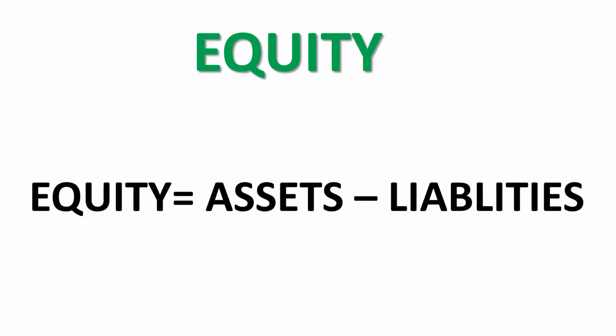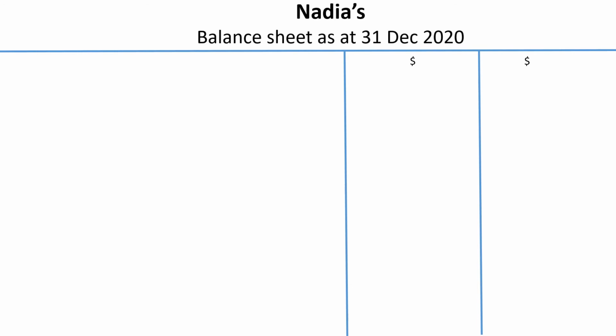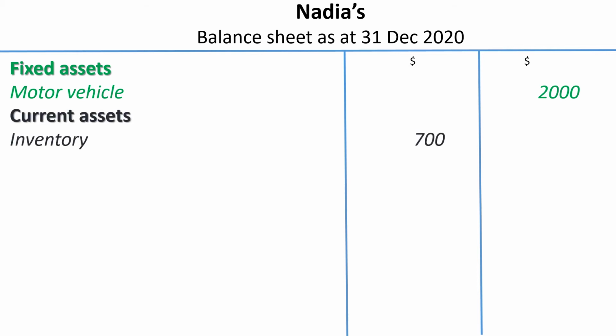Here is the layout of a balance sheet. There is the name and date on which the balance sheet was made. In this exhibit, I'll be using Nadia's balance sheet as an example. The first entry to be made in the balance sheet is fixed assets. In this case, we only have a motor vehicle valued at $2,000. The next entry is current assets, and there is only one, which is inventory.